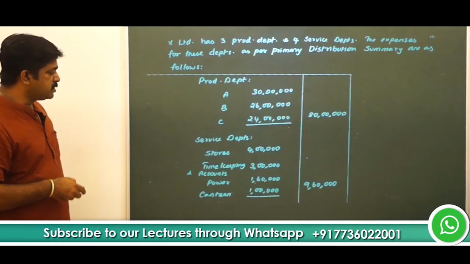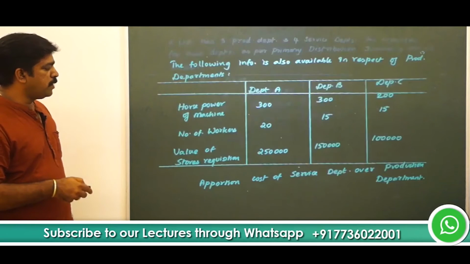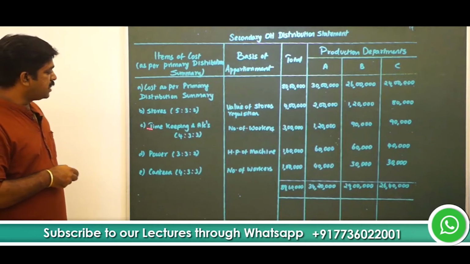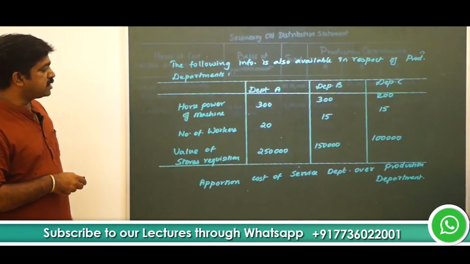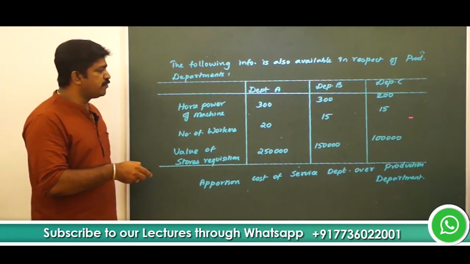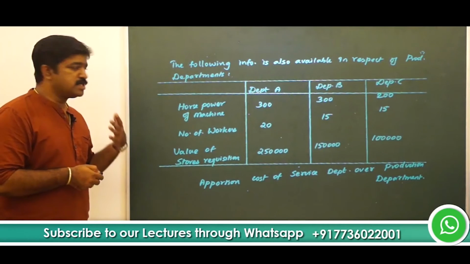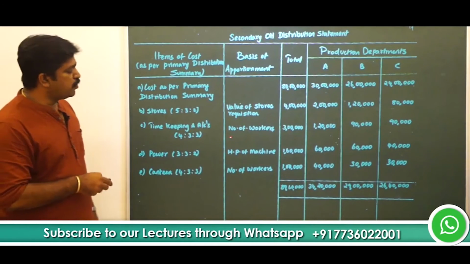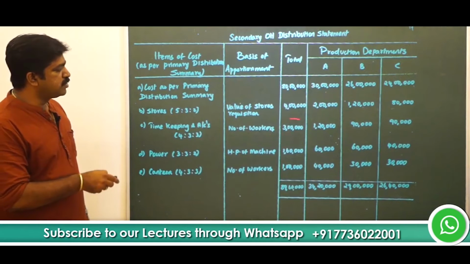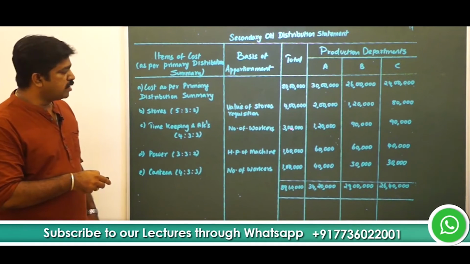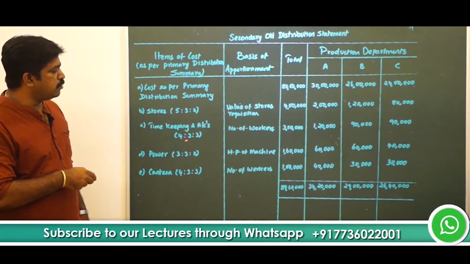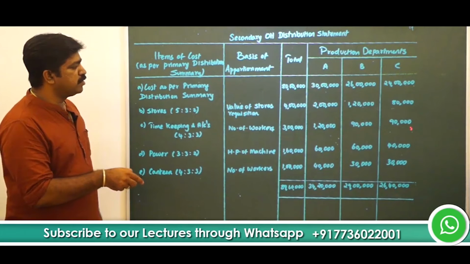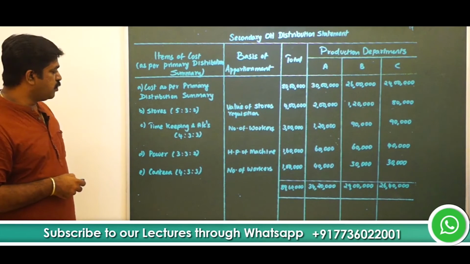Then the second item is timekeeping and accounts. Timekeeping and accounts will be apportioned on the basis of number of workers. So here we write timekeeping and accounts, and the ratio is 20:15:15, which can be further reduced to 4:3:3. The basis of apportionment is number of workers and the total amount is 3 lakh. So let's do that now. 3 lakh divided by 10 multiplied by 4, you get 1 lakh 20,000. 3 lakh divided by 10 multiplied by 3 is 90,000 and 90,000. That's about timekeeping and accounts.